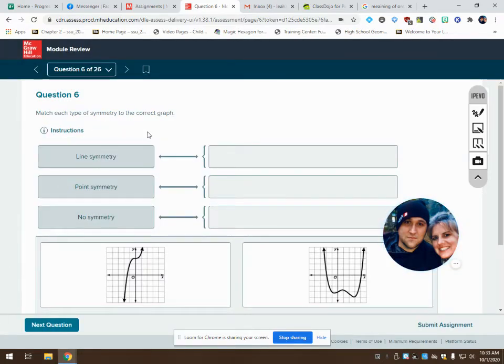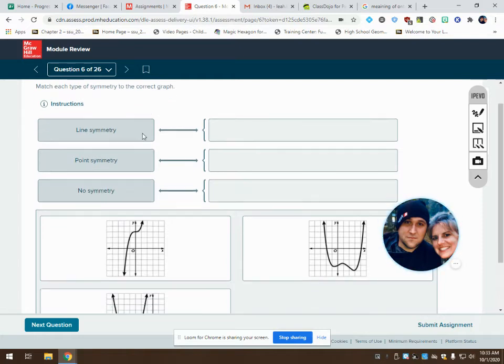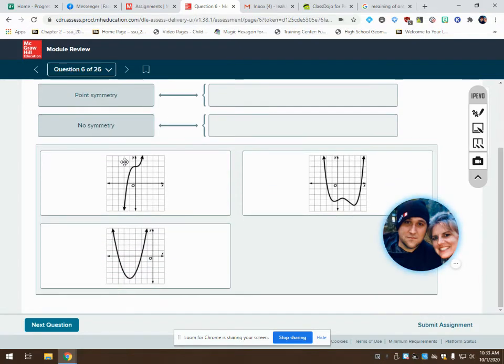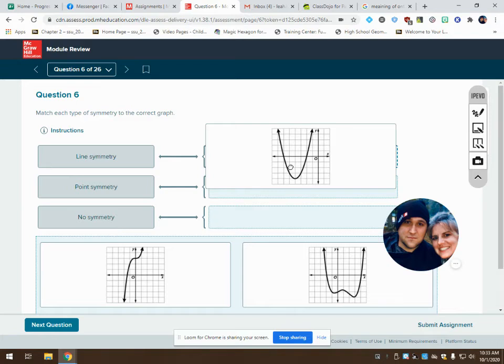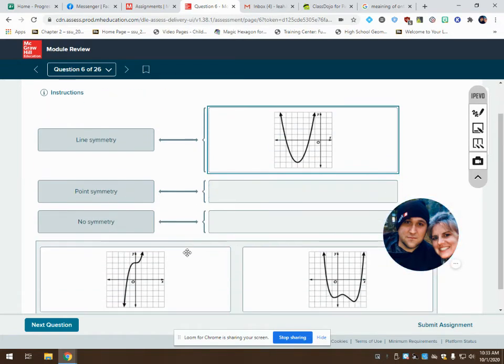Match each type of symmetry to the correct graph. So this says line symmetry. Well, looking at these, is there anywhere that I could draw a line and it would fold directly on top of itself? The only one that I see that I could draw a line somewhere and it would fold directly onto itself is this parabola. If I drew a line right down the middle, it would have line symmetry. So I know that one's going to go up here.